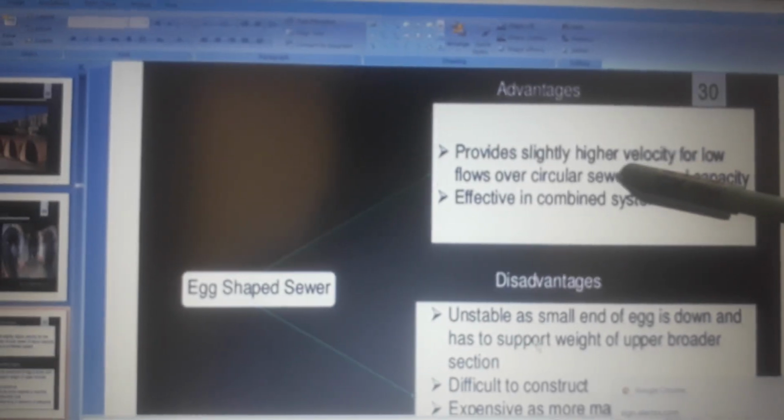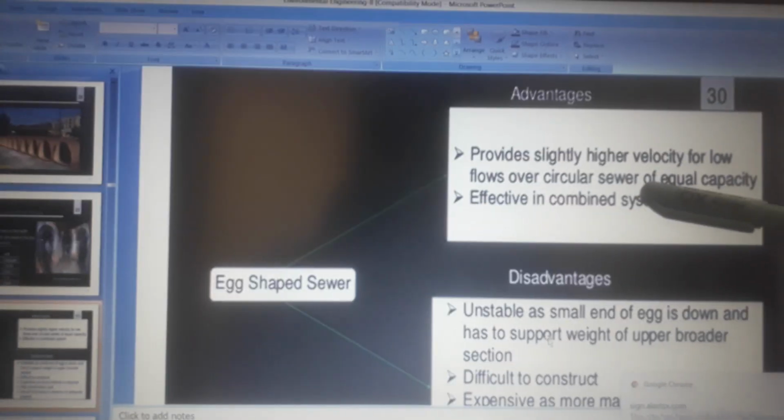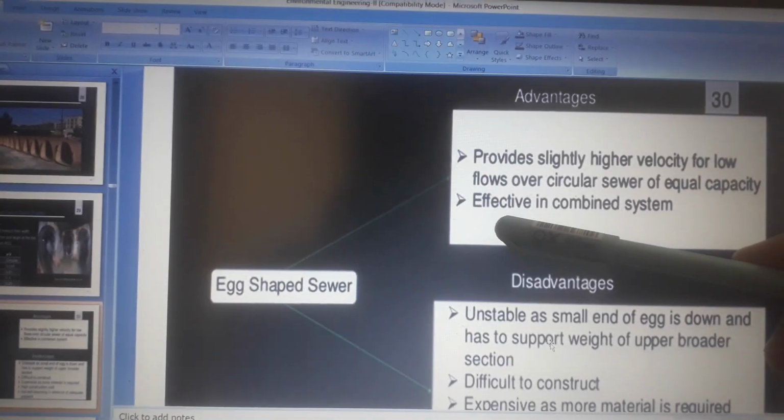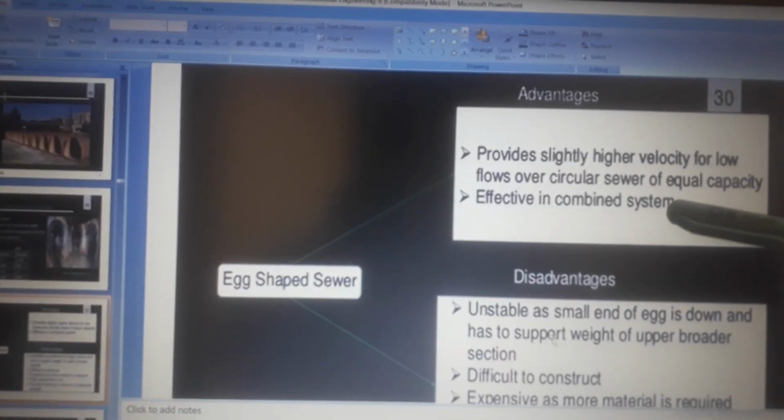Egg-shaped sewer. Advantages: provides slightly higher velocity for low flows over a circular sewer of equal capacity. Advantages of egg-shaped sewer: effective in a combined system.